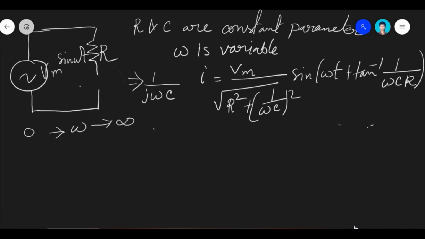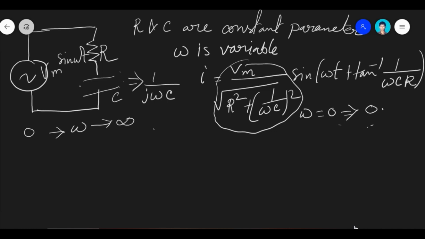So, in case it is open, then what value of current do you expect here? That is very obvious. You will get zero value of current. Magnitude wise, it will become zero. Omega is equal to zero, this whole thing will become zero. Current will also become zero. But what about the phase?